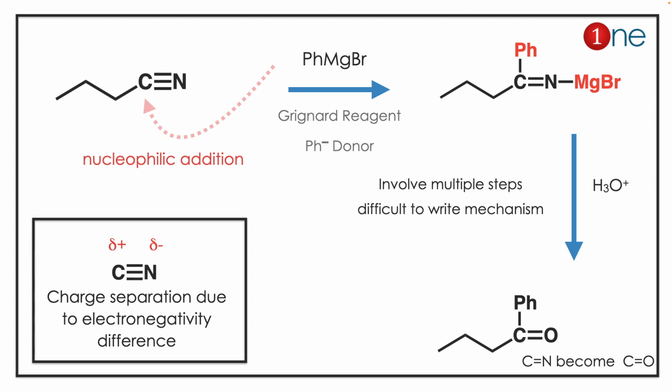Nitrogen is more electronegative, it pulls the electron. So nitrogen gets magnesium because of the negative charge. Carbon gets phenyl there. Then you are hydrolyzing, you are getting ketone. Here CN becomes CO. The conversion from CN to CO involves many steps, but understanding simple hydrolysis is enough in the scope of the present video.